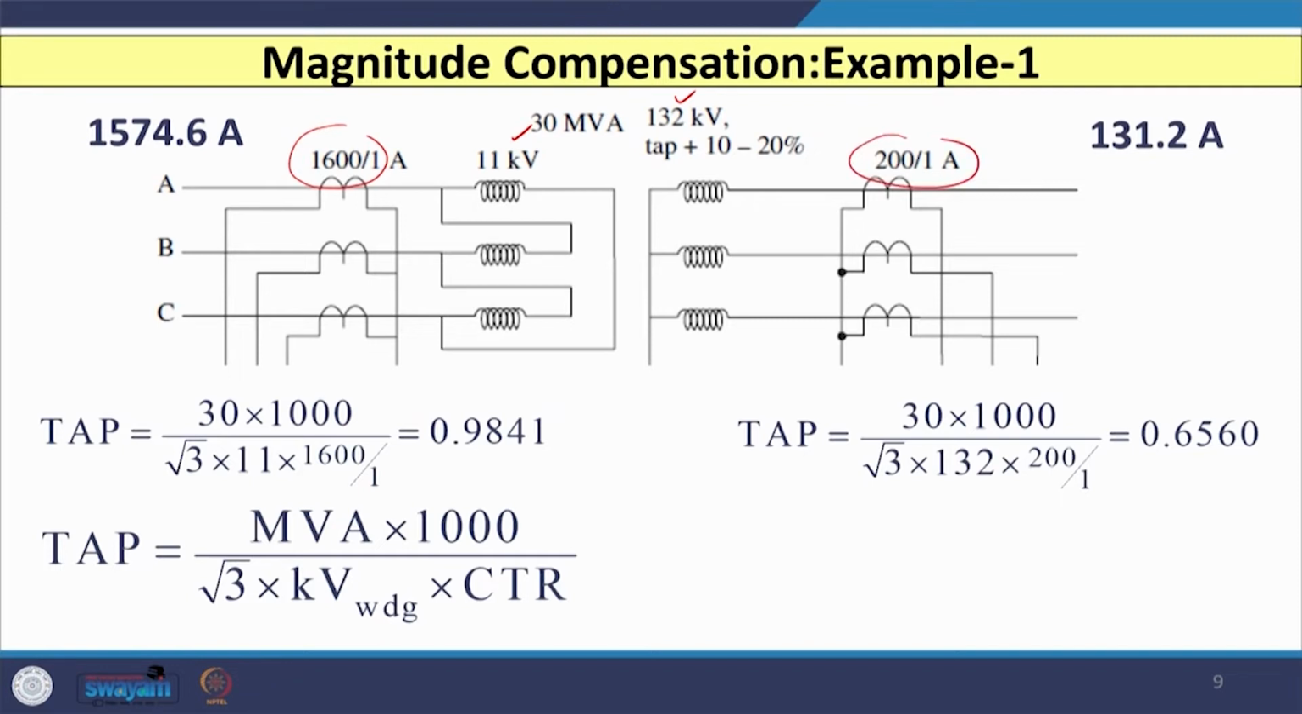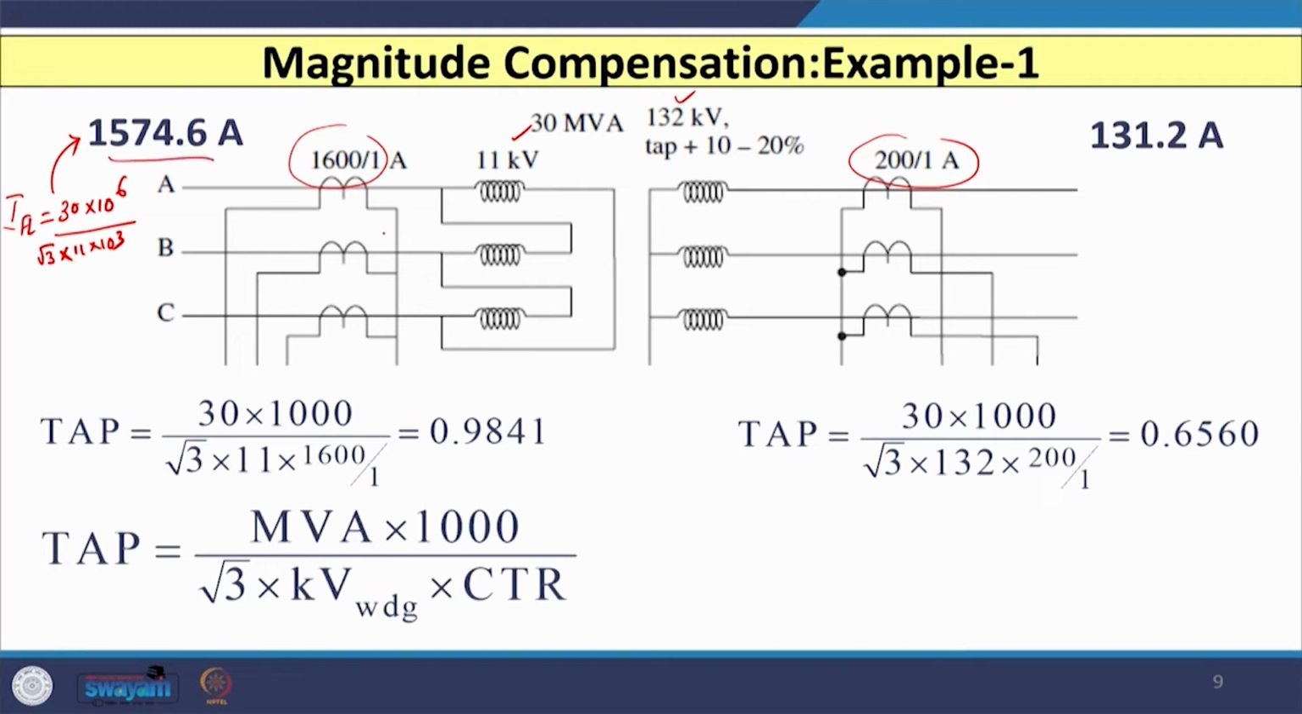For this transformer, if I calculate the full load current on the LV side, then the full load current is given by I full load, that is nothing but the MVA rating, 30 MVA. So, 30 into 10 raised to 6 divided by root 3 into the voltage rating on the LV side, that is 11 into 10 raised to 3. If you calculate this, you will have the value 1574.6 ampere. This current is available on the primary of the CT.